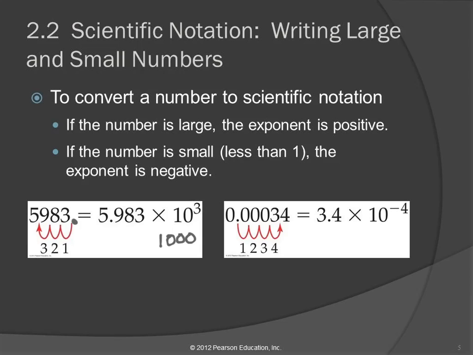So it's 10 to the 4th, but it's negative, because this is a small number. We're actually dividing out tens. Because if you take 3.4 and divide by 10,000, then you'll get that number back. This is 1 over 10,000, right? If you take 3.4 and divide by 10,000, you'll get 0.00034. These are the same number, they're just expressed differently.